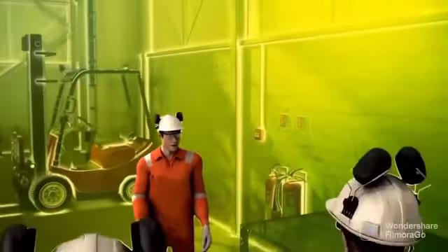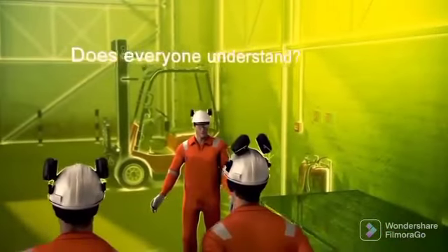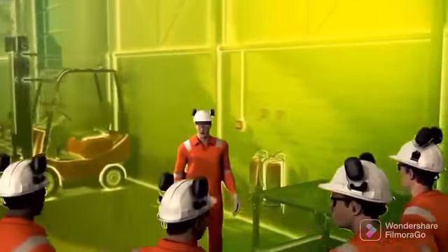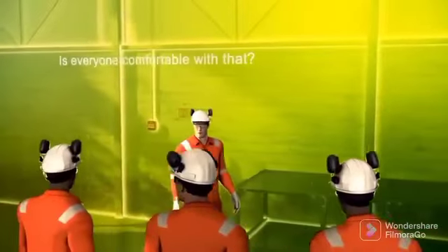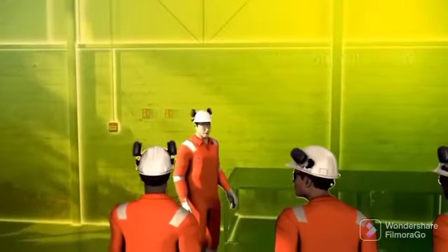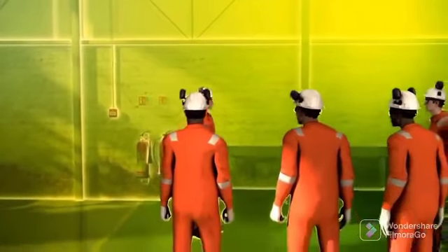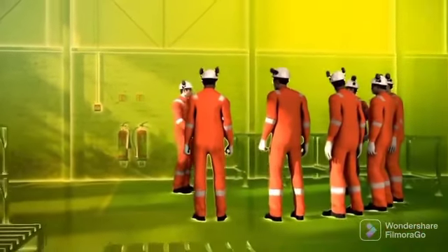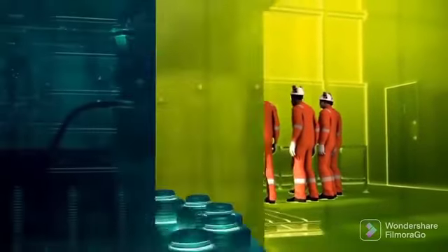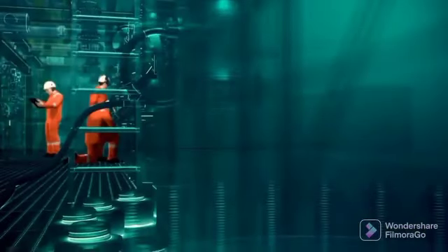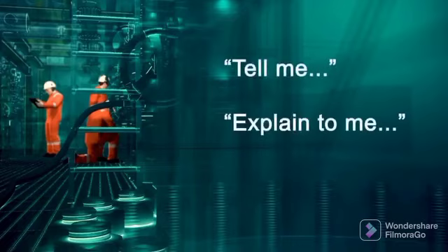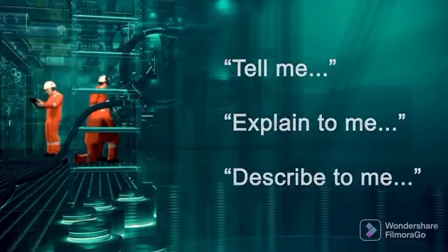A toolbox talk shouldn't conclude with closed questions like, does everyone understand? Any questions? Or, is everyone comfortable with that? Closed questions encourage people to simply nod or say yes when asked if they understand. Ask open questions using the approach, tell me, explain to me, and describe to me.